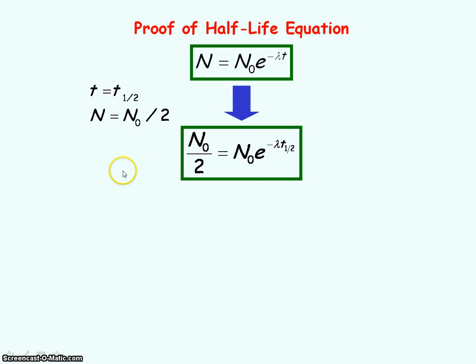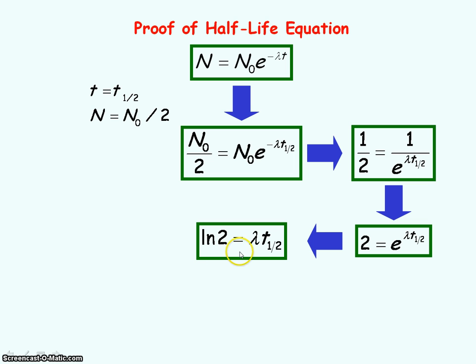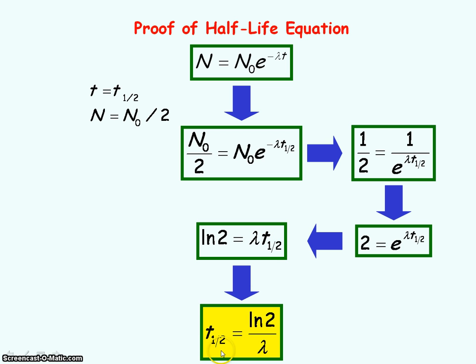So the N0 cancels and it simplifies to a half equals e to the minus lambda t half. E to the minus lambda t half is equal to 1 divided by e to the power of lambda t half. If we cross multiply, then e to the power of lambda t half will equal 2. If we take natural logs on both sides, then the natural log of 2 will equal lambda multiplied by t half. And so rearranging, we can see our half-life is equal to the natural log of 2 divided by lambda, our decay constant.